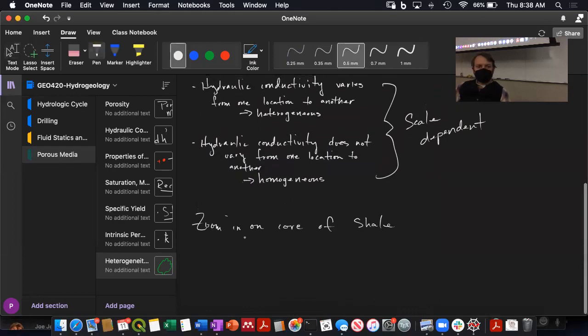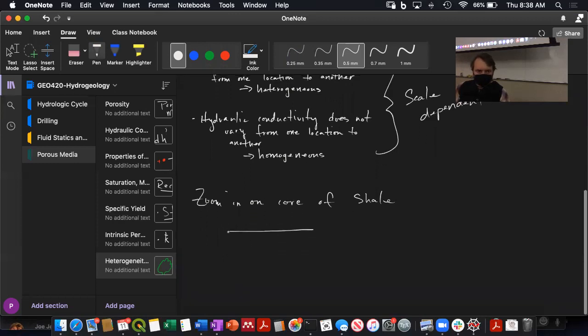And when we look at this core, if we were to get our microscope out and look at the grain network here, what do shale grains look like? Or sorry, clay, what do clay minerals look like? What shape are they? Yeah, they're flat plates. So if we were to look in here, we'd probably see something where we had these flat plates stacked together.